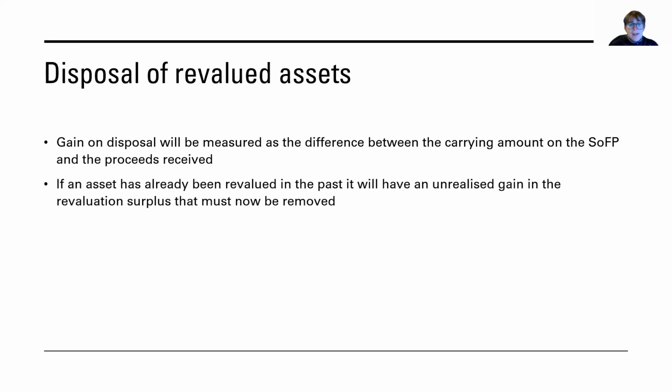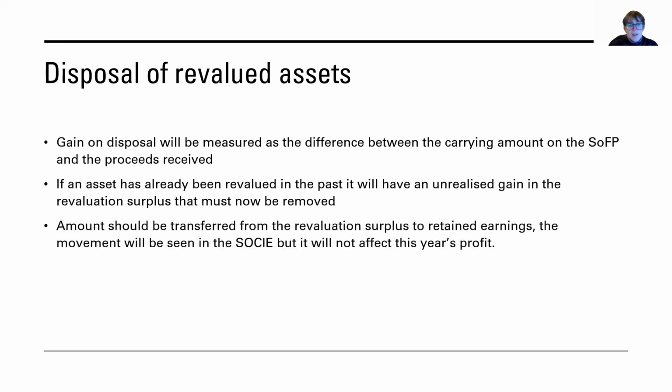If an asset has already been revalued in the past, it is going to have an unrealised gain in the revaluation surplus that must now be removed. The amount should be transferred from the revaluation surplus to retained earnings. The movement is going to be seen in the statement of changes in equity, but it is not going to affect this year's profit.